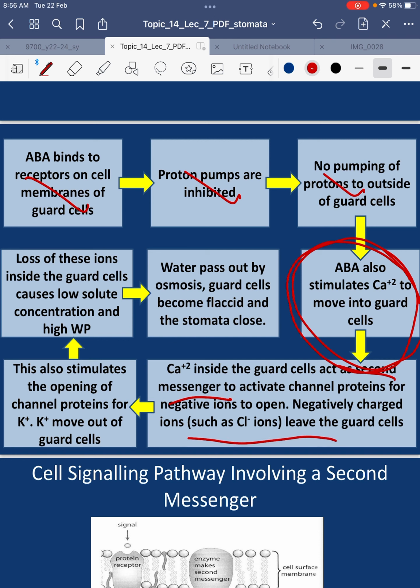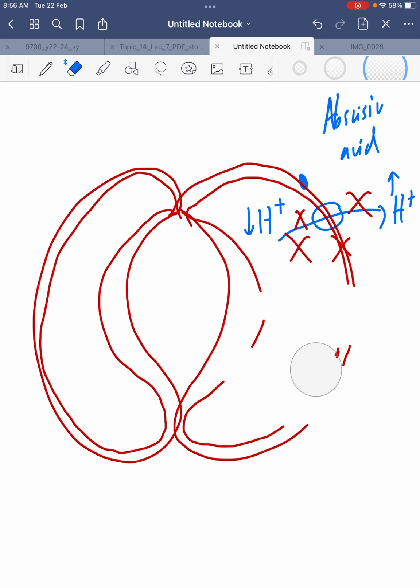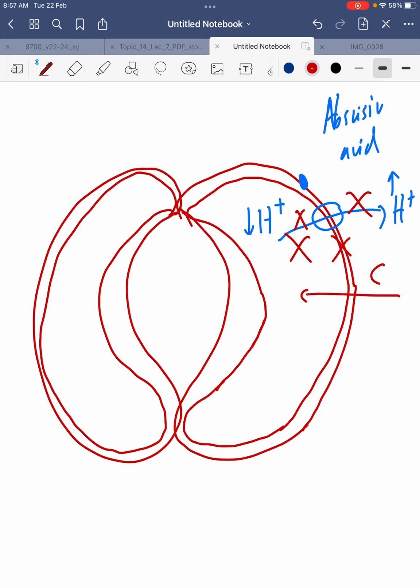Okay, let me rephrase again. Abscisic acid binds the receptor here, prevents the proton pumping, and will cause calcium to enter. Now calcium, Ca2+, will enter. This calcium acts as a second messenger.